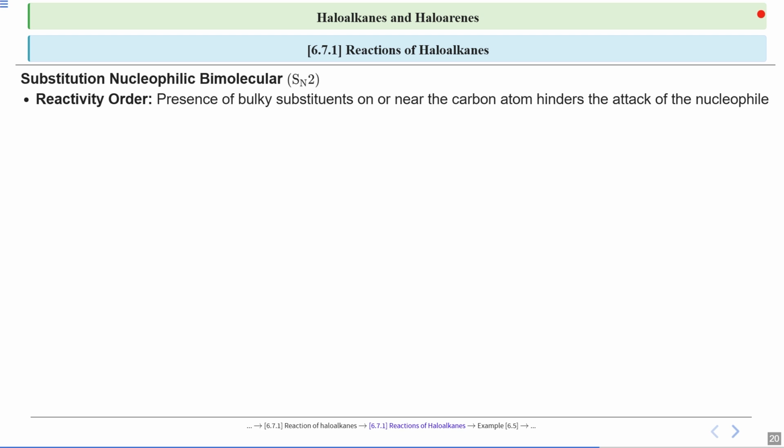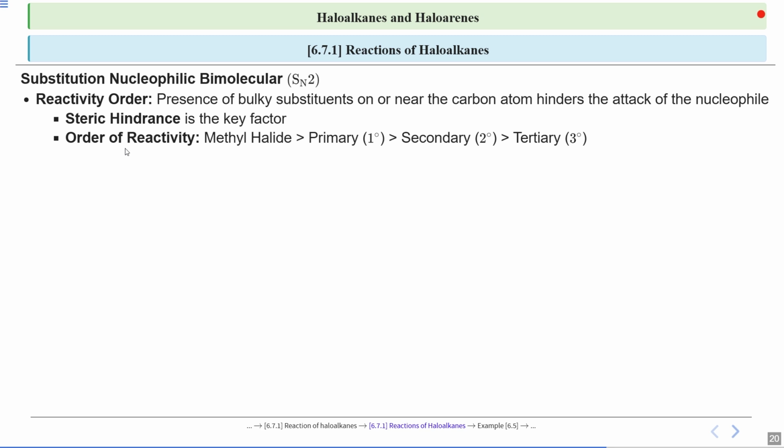So for proper attack, or for proper bonding, there should not be any kind of bulky substituents near or on the carbon atom. So steric hindrance is the key factor here. The order of reactivity will be the opposite of SN1. Methyl halide is going to be the highest reactive, then primary halide, then secondary alkyl halide, then tertiary alkyl halide. Okay, we will understand how.